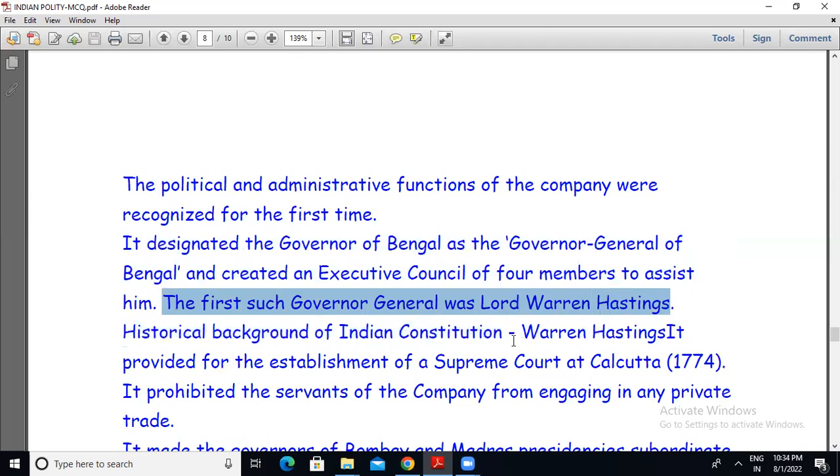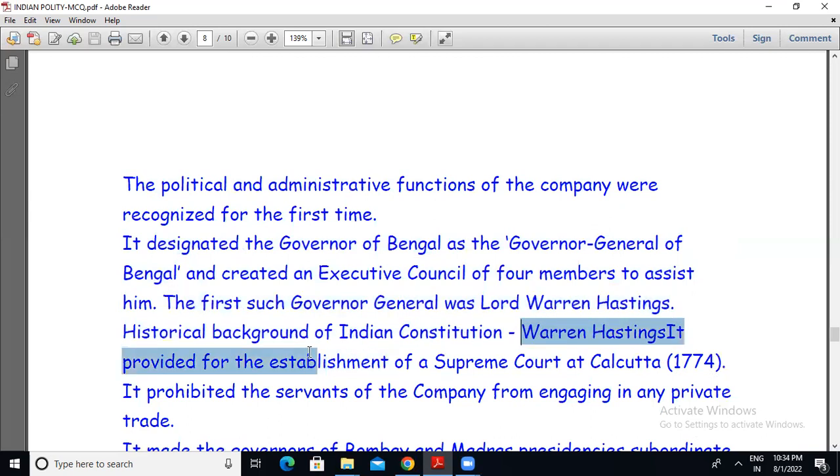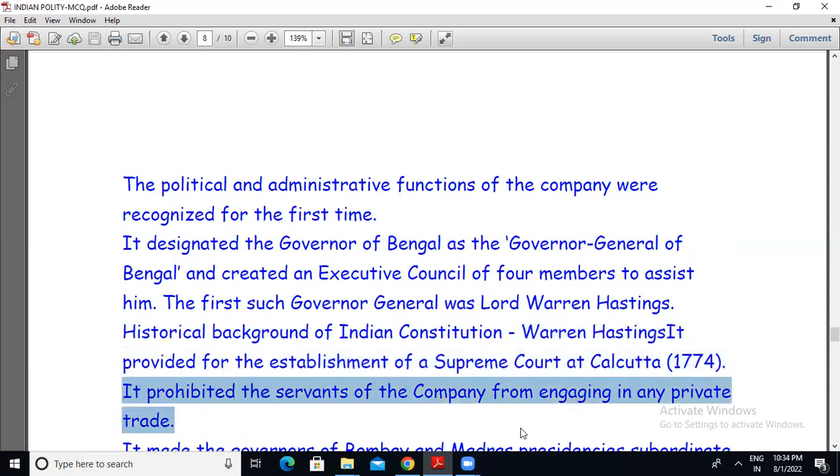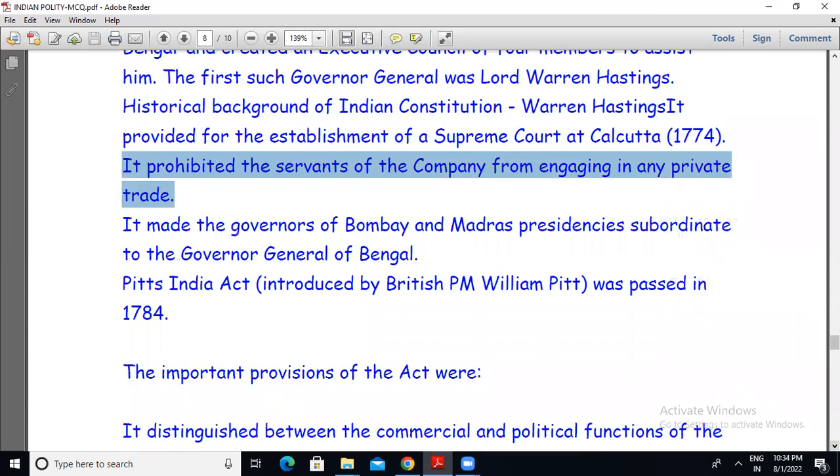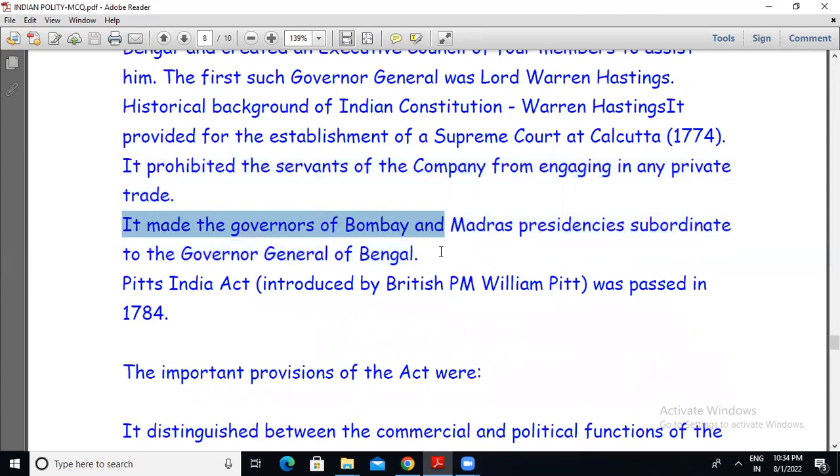Historical background of the Indian Constitution: Warren Hastings' Regulating Act provided for the establishment of the Supreme Court at Calcutta in 1774. It restricted the servants of the company from involvement in any private trade. It made the governors of Bombay and Madras presidencies subordinate to the Governor General of Bengal.